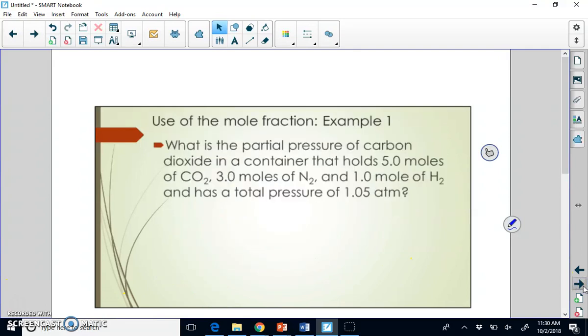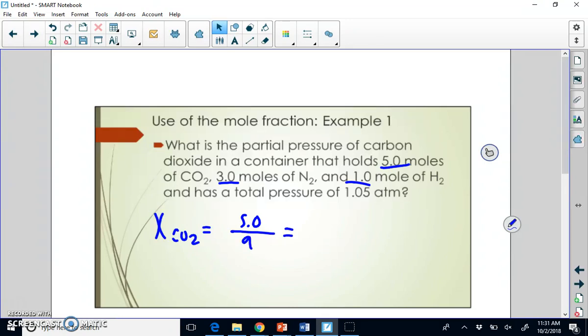So, what is the partial pressure of carbon dioxide in a container that holds 5 moles of CO2, 3 moles of N2, and 1 mole of H2, and has a total pressure of 1.05 atmospheres? So the first thing is you want to find the mole fraction of CO2. The number of moles of CO2 that we have here is 5, and to get the total moles, we have to add up all the moles. So 5 plus 3 plus 1 is 9.